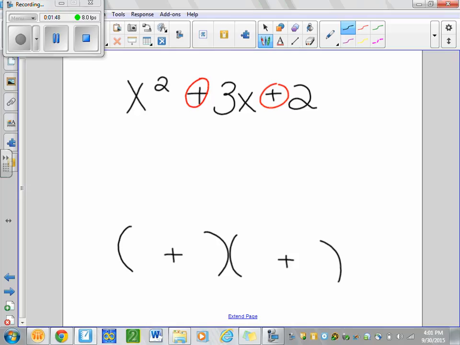Okay. We'll talk more about the different signs and what they mean for your end answers and the binomial answers, and we'll get there. Okay. But for right now, if it's positive and positive, automatically we can put plus and plus.